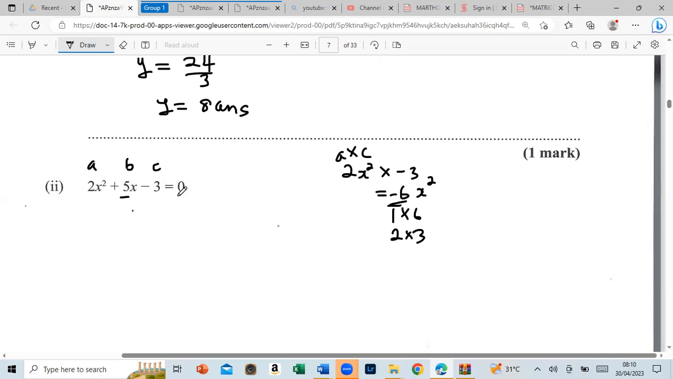If we multiply two negative numbers, it gives us a positive, so this couldn't work out. So we can eliminate this. So it's going to be 6 and minus 1. So we have 6x squared plus 6x minus x.